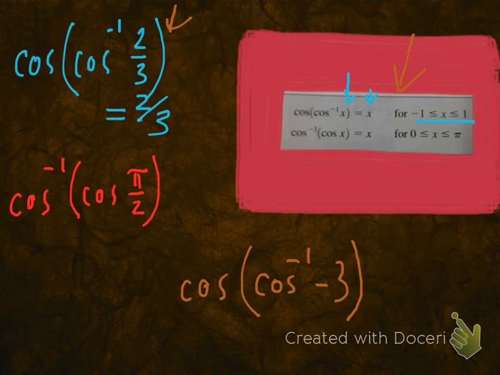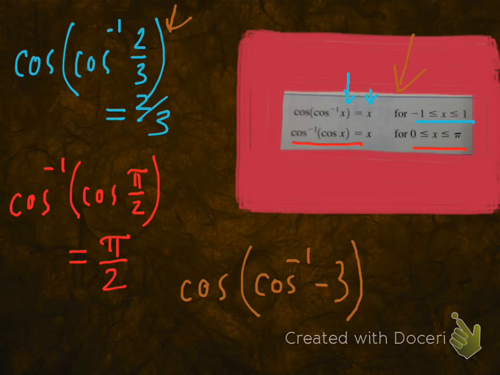Easy as that. When you reverse them, cosine inverse of cosine of pi over 2, look at this over here. That's this situation here: cosine inverse of cosine x equals x as long as x is between 0 and pi. Pi over 2 is between 0 and pi, so this just equals pi over 2.